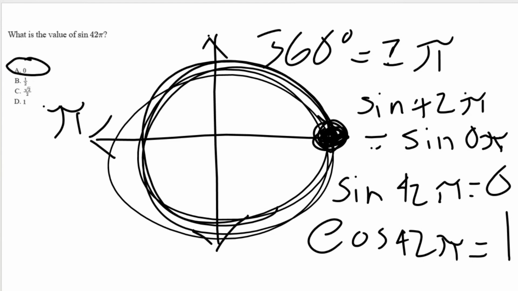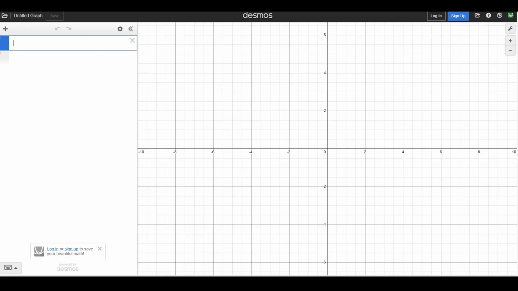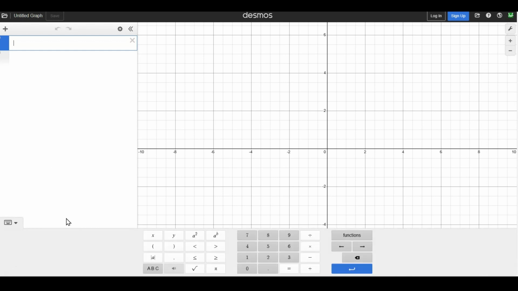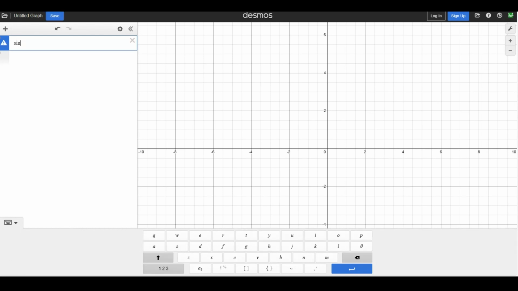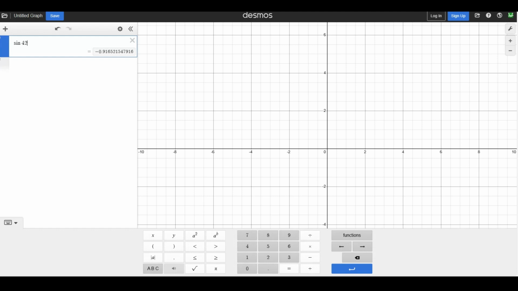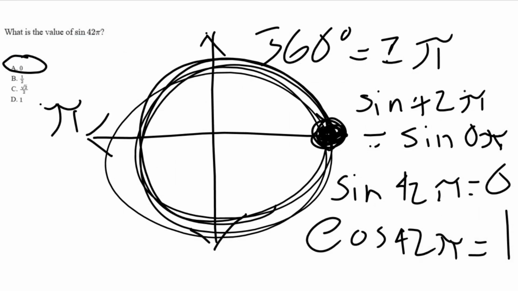Now let me go ahead and quickly show you how to solve this on the calculator. So here we have the Desmos graphing calculator. If you weren't using a graphing calculator, you're just using your regular scientific calculator, you could also solve this problem using radians mode or by converting the radians into degrees. But since you'll have access to Desmos on SAT Day, I'm going to go ahead and show you using this. So let's go ahead and plug in our problem. It's very quick here: sine of 42 pi, 0. So there's a confirmation, our answer is correct. All right, so now that we've solved that, we can go ahead and move on.